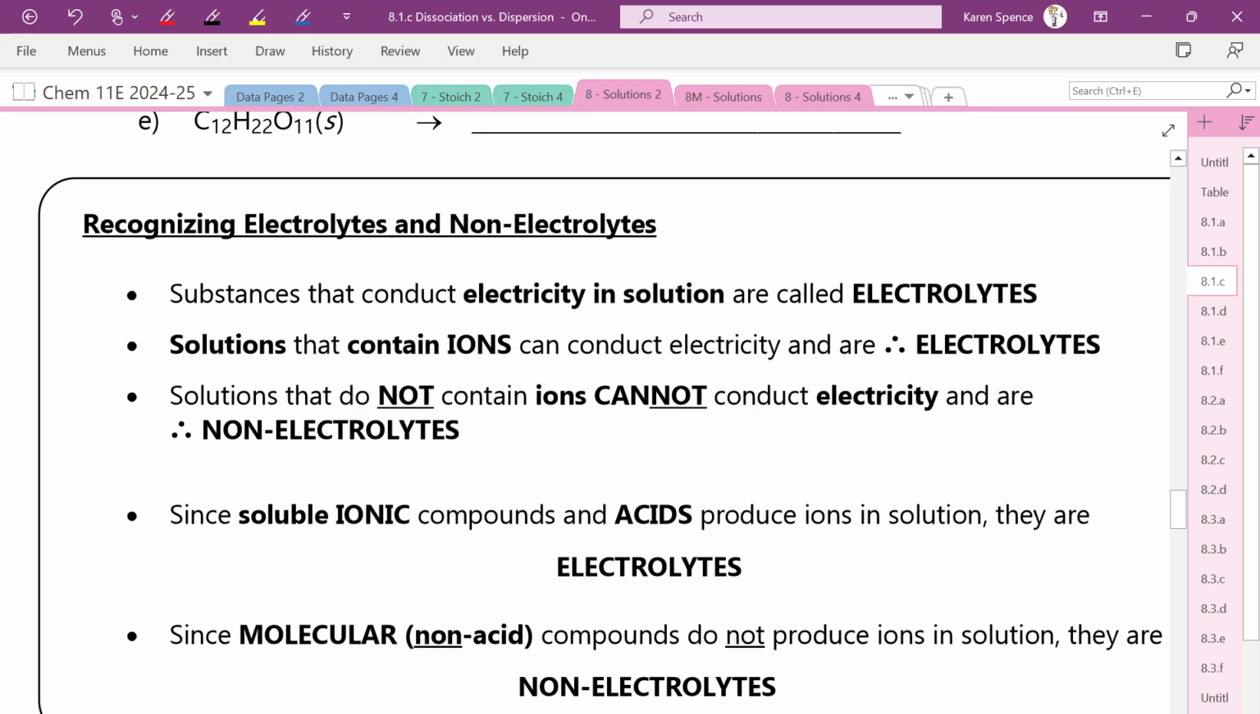Electrolytes and non-electrolytes, basically, this is just everything we've done before. Substances that conduct electricity in solution. So if you're asked to define an electrolyte, you need to give me a few definitions. You need to tell me it can conduct electricity in solution. And why does it do that? It does it because it contains ions. And I should have put a little something extra in here, not just any old ions, but freely moving ions.